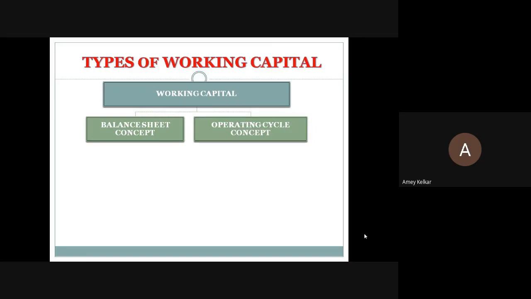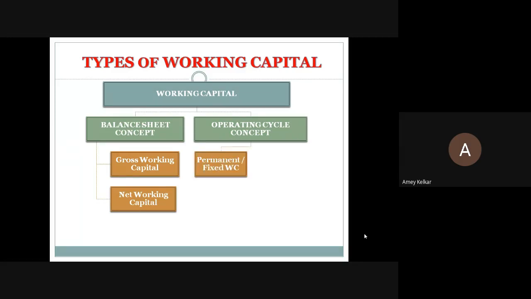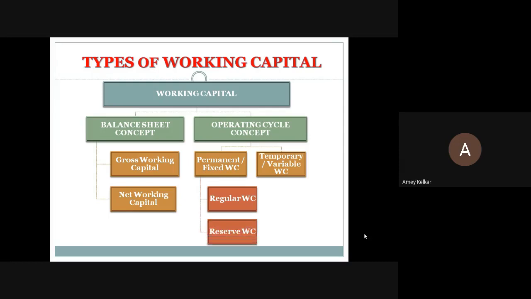A few industries go ahead with working capital management using the balance sheet concept, which has gross working capital and net working capital. There are only two criteria in this concept. Whereas when we go to the operating cycle concept, we have permanent or fixed working capital, temporary or variable working capital, and in permanent we have regular and reserve. In temporary we have seasonal and special. So there are two concepts on which the working capital cycle is based.